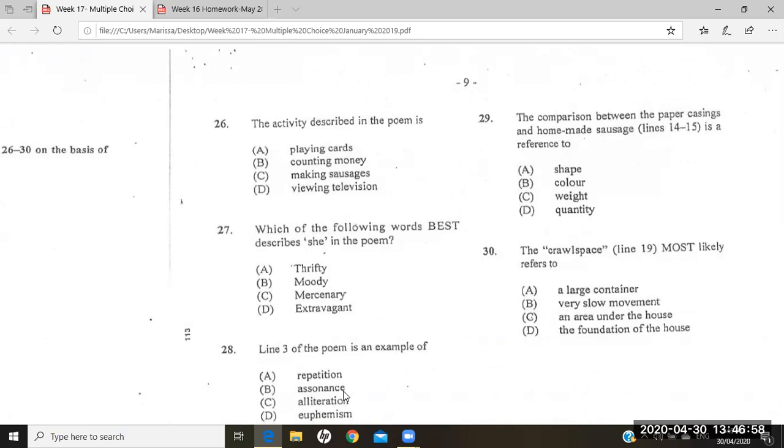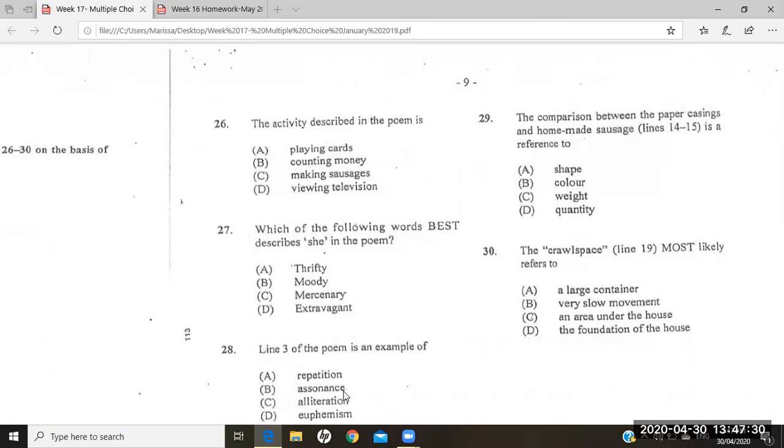Just remember, assonance is the opposite of alliteration, right? And we know two things about alliteration. We have the repetition of consonants. What is the opposite of a consonant? In the alphabet, we have consonants and we have what? Vowels. So if alliteration has to do with consonants, assonance has to do with vowels. Good. So that's one thing we know about assonance so far.